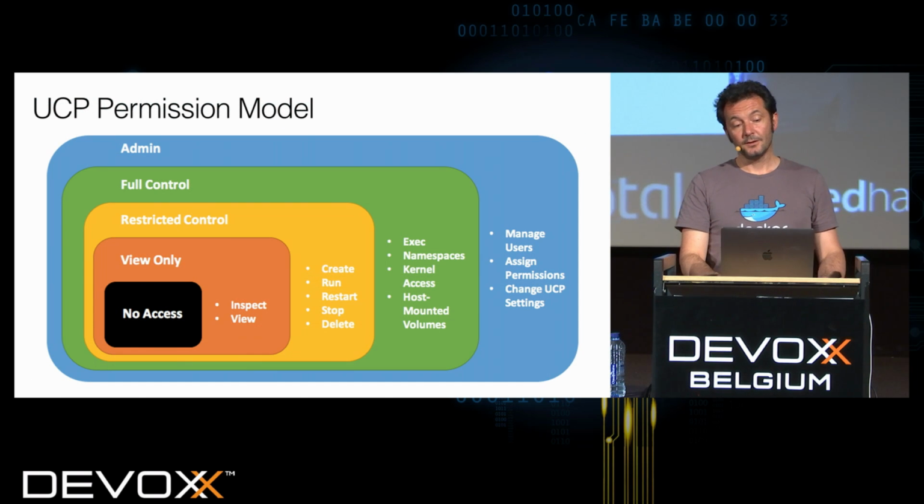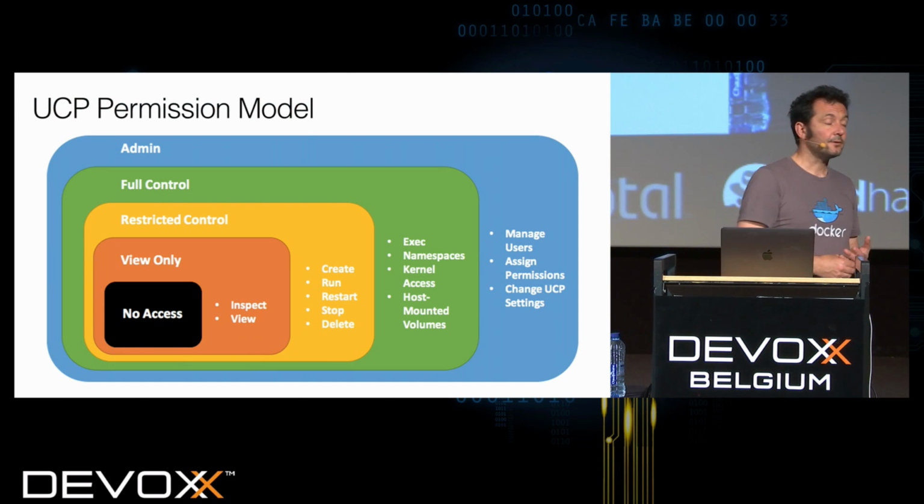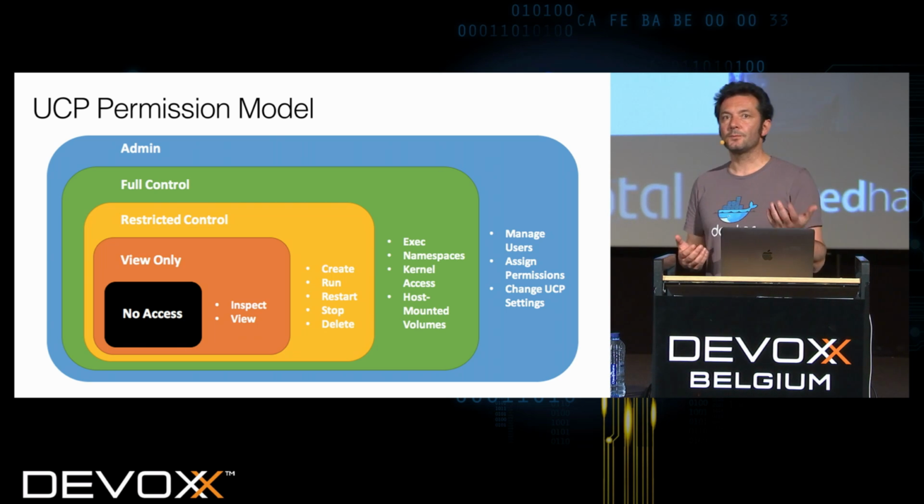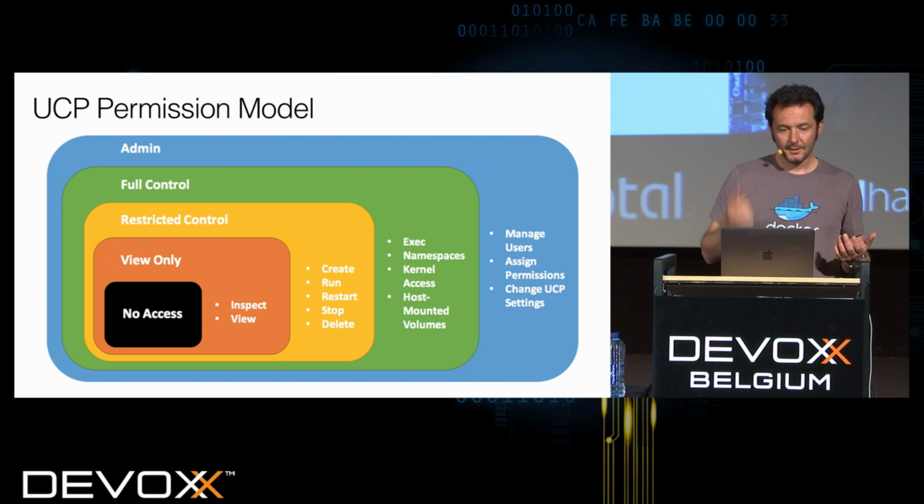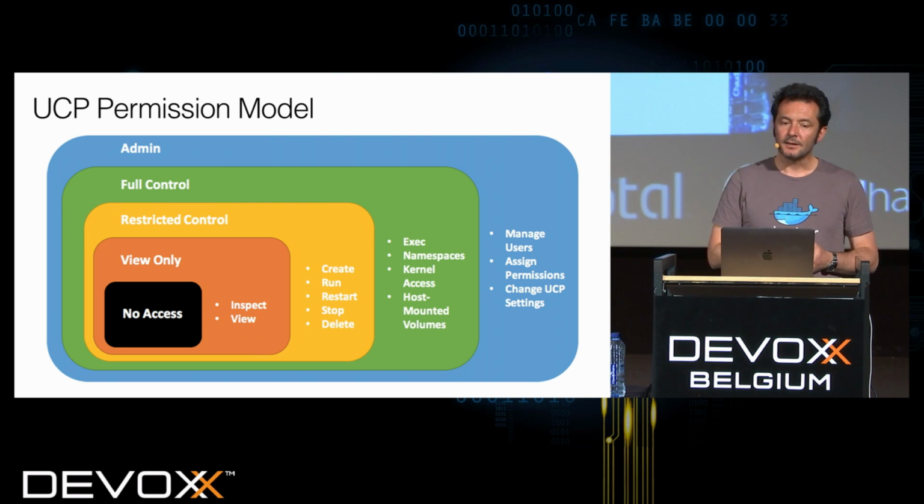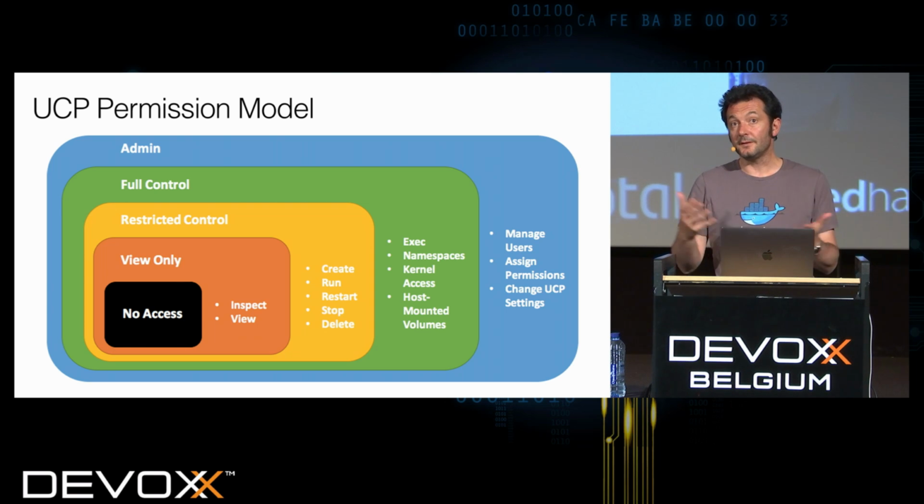And then there's a universal control plane. So Docker Data Center has role-based access control and LDAP integration. There's a pretty rich permission model in there where you can either have no access, or you have view only for people who can just inspect containers, but that's it. They cannot touch anything.